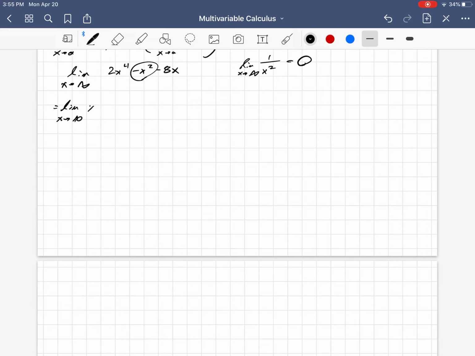I could make this the limit as x approaches infinity of, and what I could do now is actually pull out the biggest factor. This is generally the idea with limits at infinity. Pull out the biggest factor, and I can make it x to the fourth. Let me put brackets here. x to the fourth times 2 minus 1 over x squared minus 8 over x cubed.